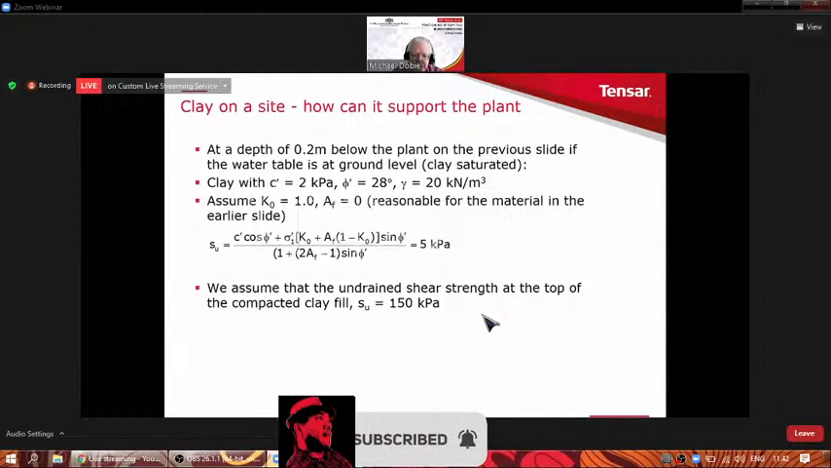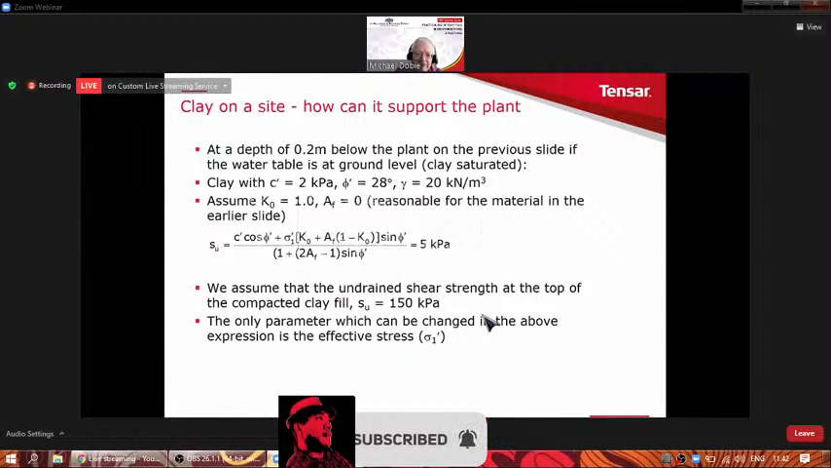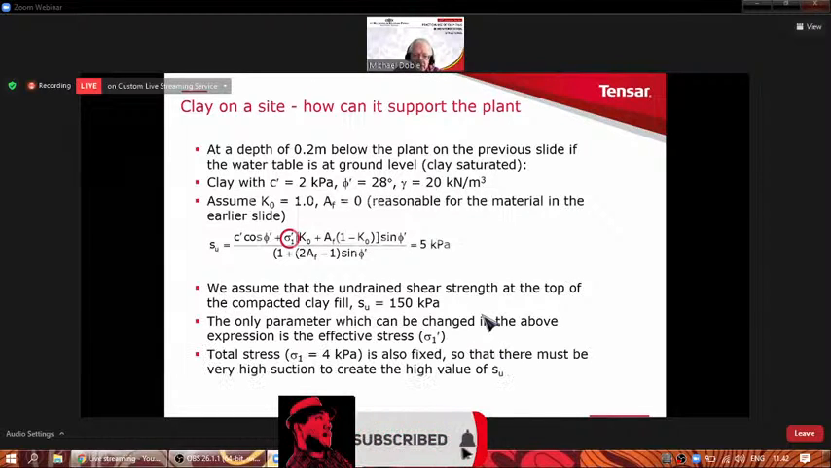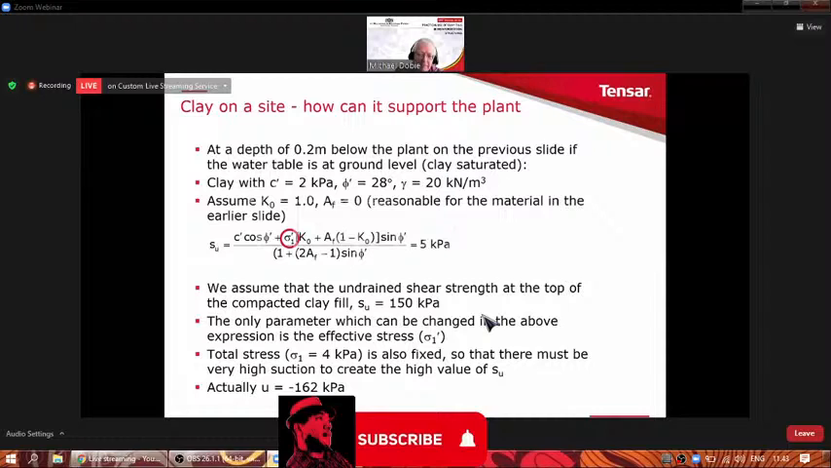Now, to do that, if you look at that formula, everything is fixed except for the only thing we can change, which is the effective stress, sigma 1 dash, that's the vertical effective stress at that point in the clay. The total stress is also fixed. At that depth, the total stress is 4 kilopascals. Therefore, the only thing that can be changed to reach that undrained shear strength is the pore pressure. And in fact, we need to make the pore pressure minus 162 kilopascals to achieve that undrained shear strength.